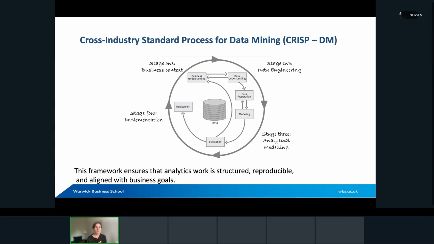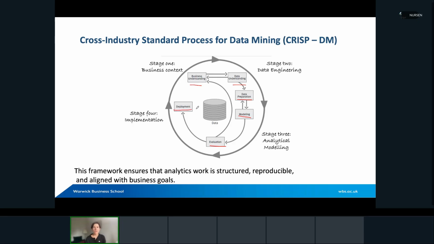There's a framework called Cross-Industry Standard Process for Data Mining. In short, we call it CRISP-DM. In this framework, we actually have a systematic way of treating an analytics project. It has 6 steps, as you see here. So we have business understanding, data understanding, data preparation, modeling, evaluation, and deployment.